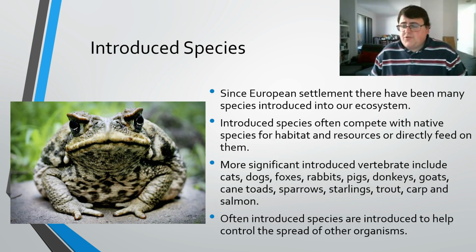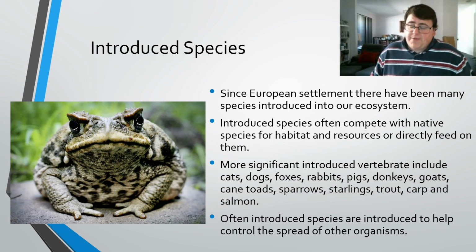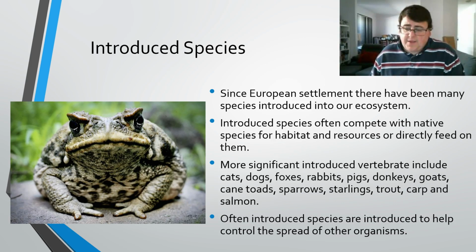The more significant introduced vertebrates that we're dealing with in Australia are cats, dogs, foxes, rabbits, pigs, donkeys, goats, cane toads, sparrows, starlings, trout, carp and salmon. All of these species have been introduced to Australia, and they're competing with our native species, pushing them to the point of extinction and taking their place. Now, most of the time those introduced species are only brought to these countries to help control the spread of other organisms. But then they themselves become a pest, and we have that same problem.